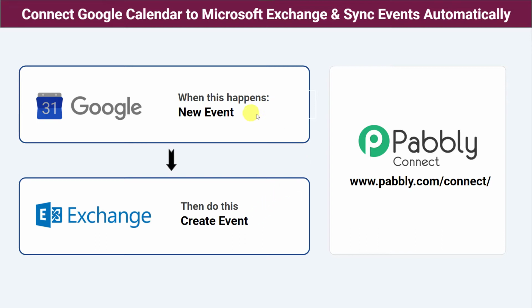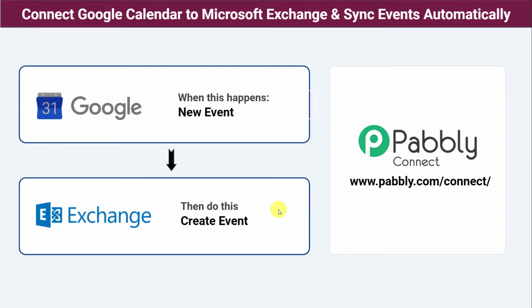For doing this, you have two options. First, do it manually. Take the details of every event from your Google Calendar, go to your Microsoft Exchange calendar and then create the events over there. Or create an automation so that whenever a new event is created in the Google Calendar, automatically the same event will be created in the Microsoft Exchange also.